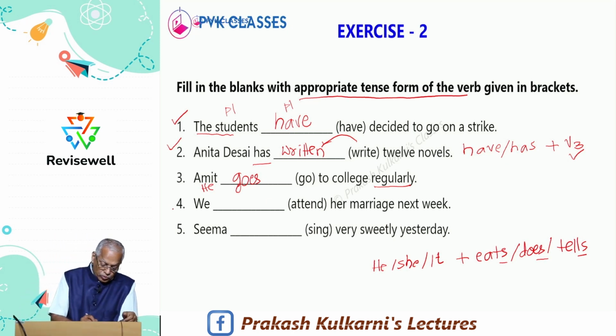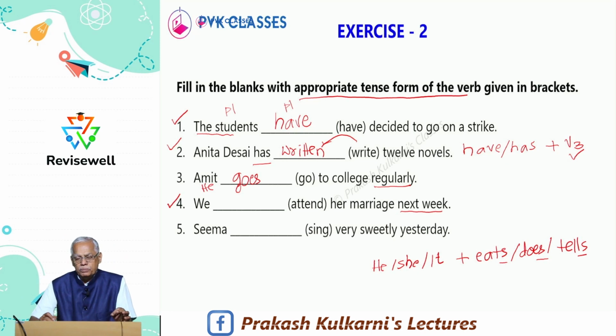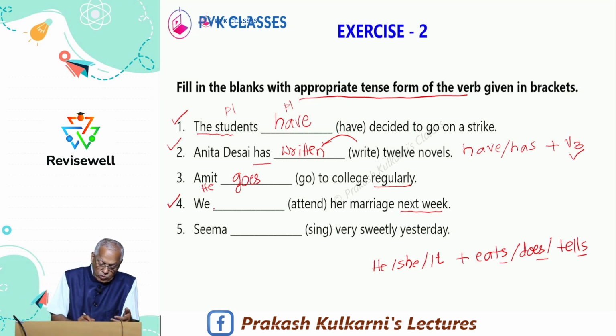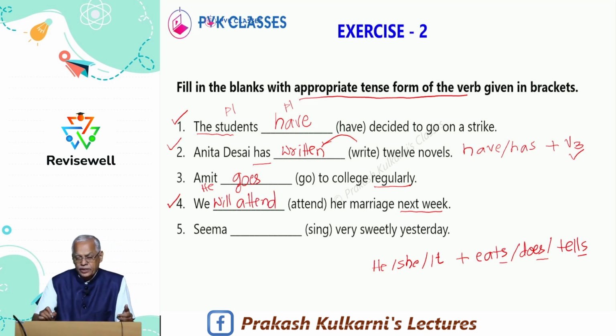Let's go to the fourth one. We dash her marriage next week. So time indicators are most important. Next week means the coming week, which indicates future tense. Therefore we will attend or we shall attend. Anyone we can use. Generally, will is used more. So we shall attend or we will attend her marriage next week. Any one of the answers is correct.